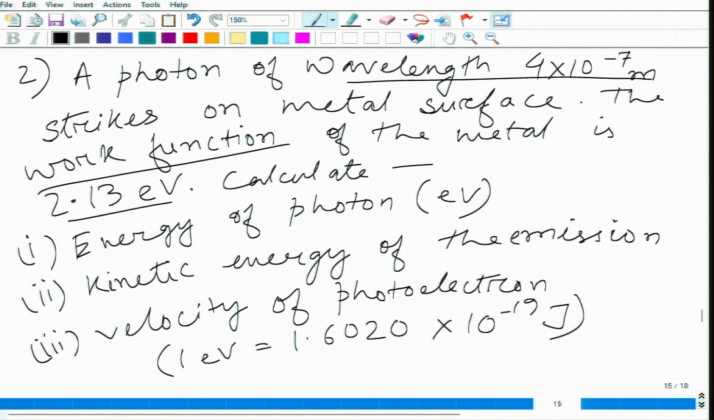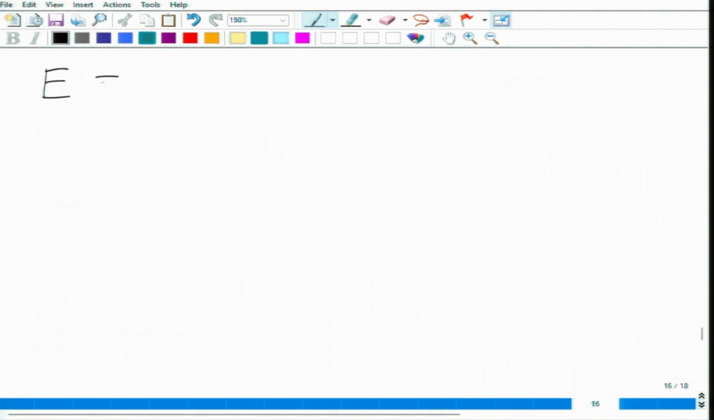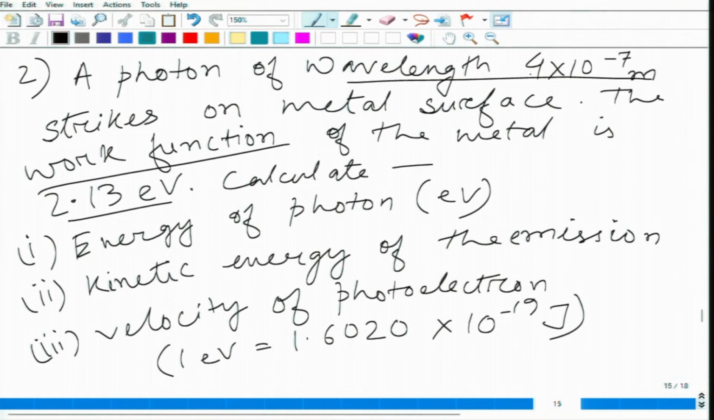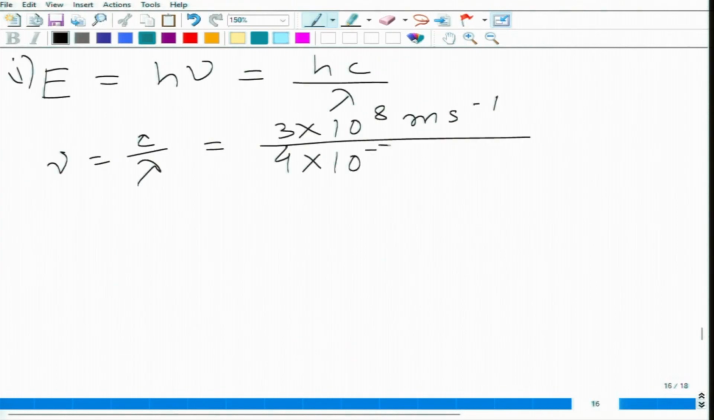Okay, so now let's calculate. We need the energy of the photon. What is the energy of the photon? h nu, that is hc by lambda. So nu equal to c by lambda. So 3 into 10 to the power 8 meter per second by the wavelength, 4 into 10 to the power minus 7 meter. It comes as 7.5 into 10 to the power 14 second inverse or hertz.